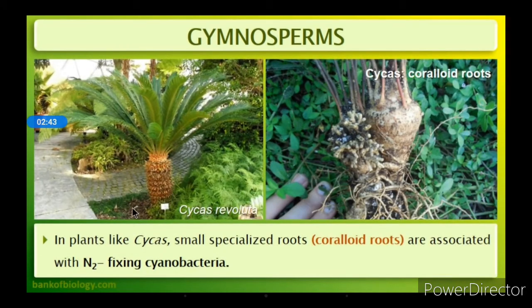Then in plants like cycas, which all of you are familiar with because they are in your home garden, there are small specialized roots called coralloid roots, as you can see here, and they are associated with nitrogen-fixing cyanobacteria. Both the mycorrhiza and this nitrogen-fixing association are symbiotic associations, which help in nitrogen fixation. Mycorrhiza is actually symbiotic with fungi.